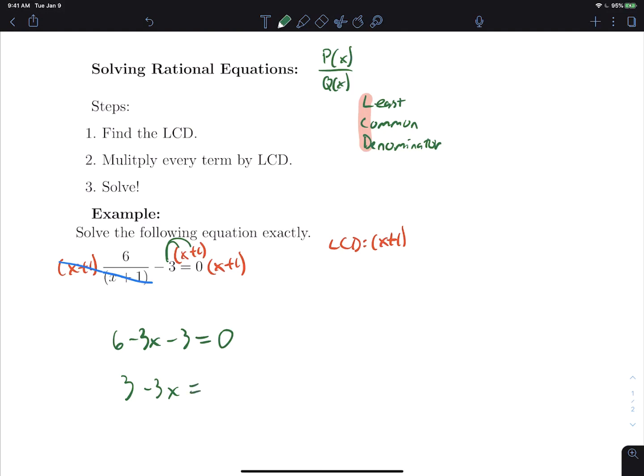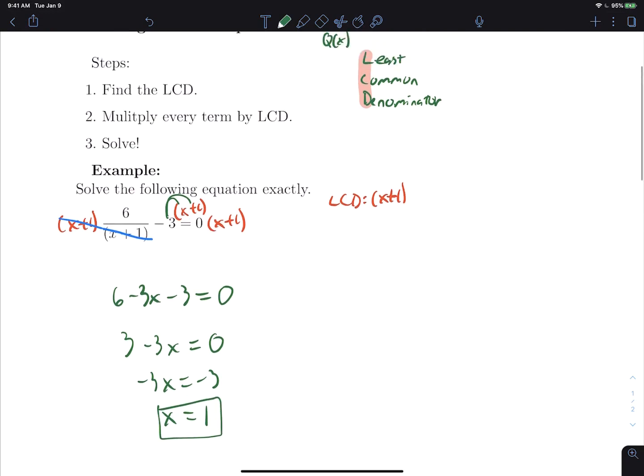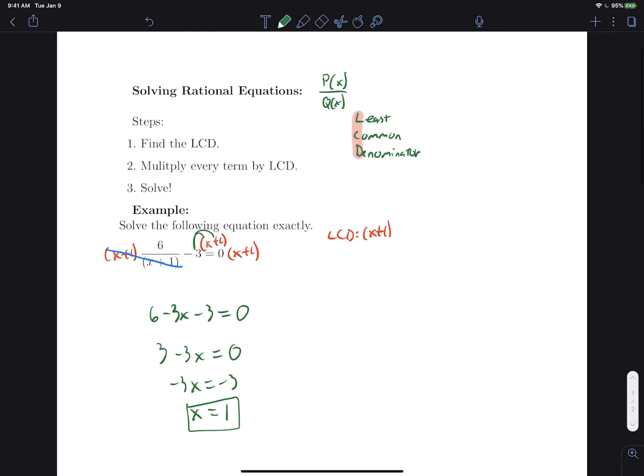So we have 3 minus 3x is equal to 0. And then just subtract the 3, making this negative 3x equals negative 3. And divide by negative 3, which means x equals 1. And there you go. That is the solution.